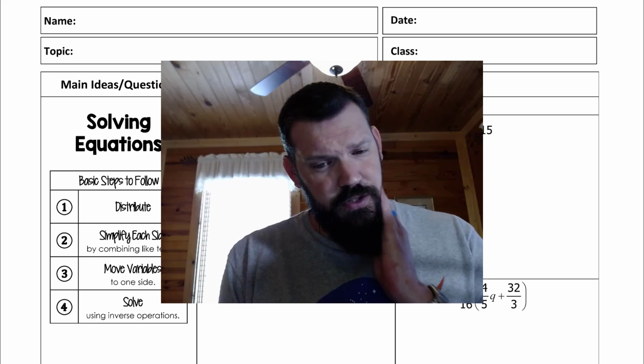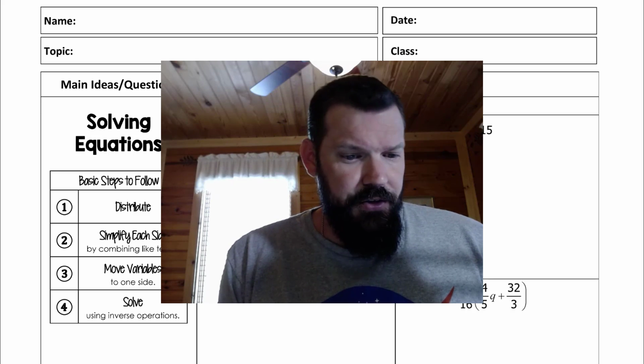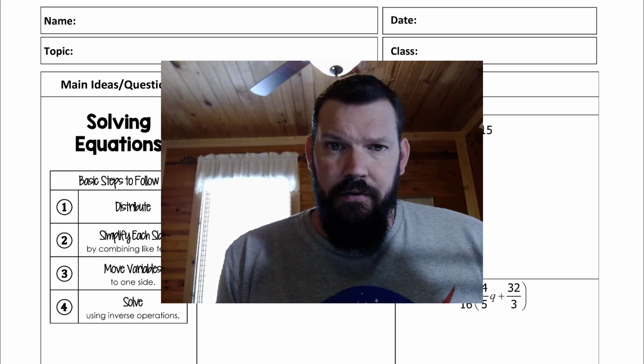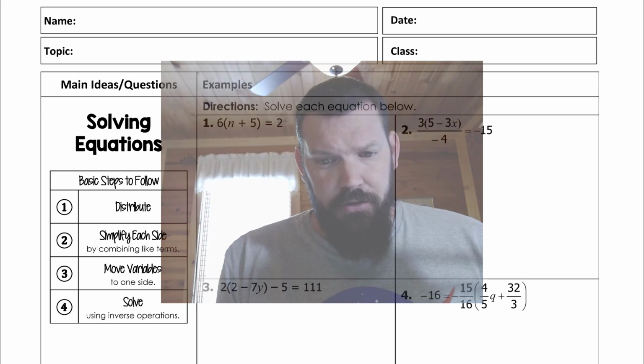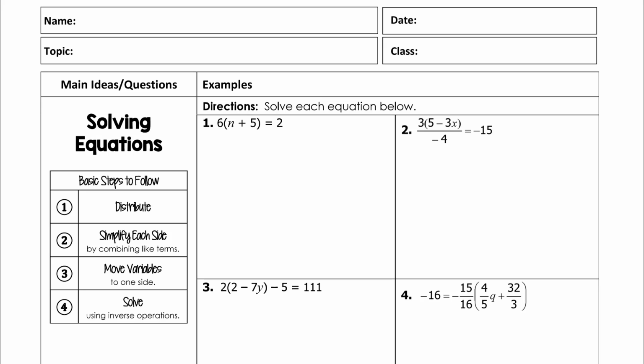We're still doing a review, so this is nothing new. We're just going back over things that we did at the beginning of the semester. As you can see on your screen, we're talking about solving equations. When we solve equations, we're simply trying to isolate the variable and come up with a value for that variable that makes the equation true.